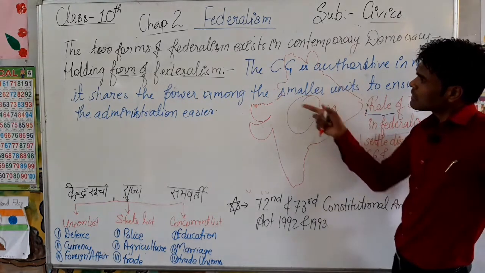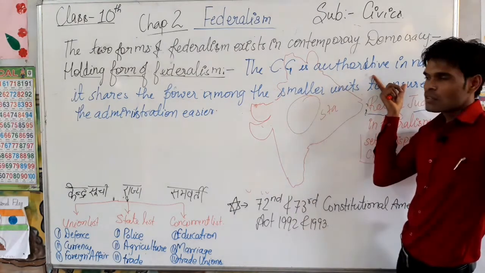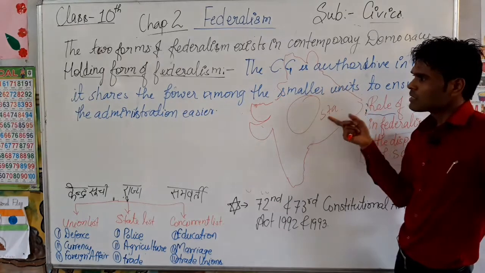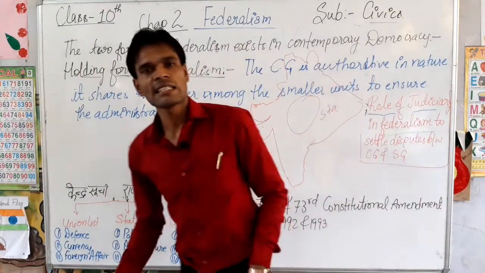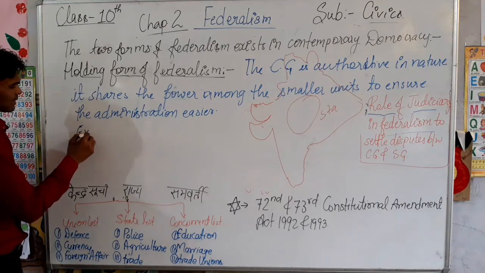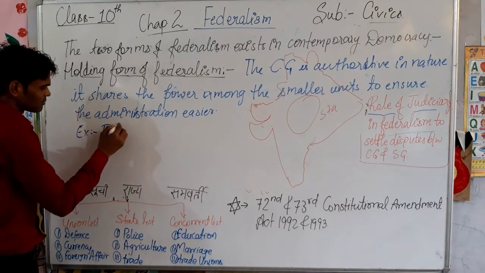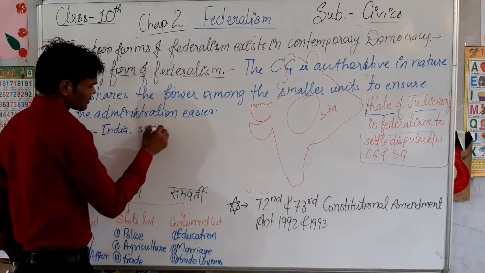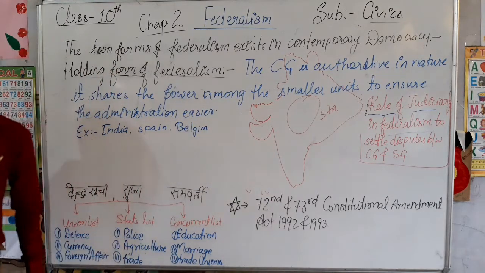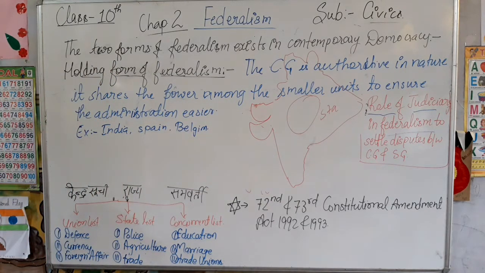Okay, so in this way central government is authoritative in nature. And one more thing, it always keeps holding over the smaller unit. The examples of this are Belgium, India, Sri Lanka. So you can write over here the examples of this. Examples: India, Spain, Belgium. So these are the examples of the holding form of federalism. Some of the more examples are like Nigeria also.